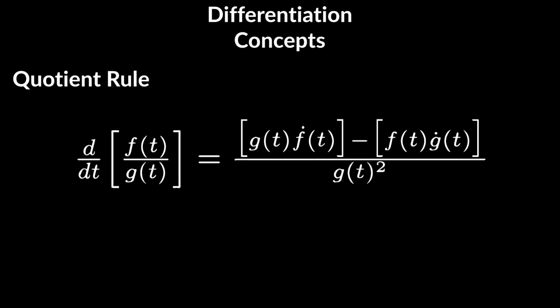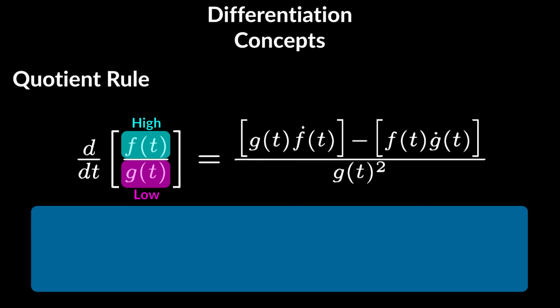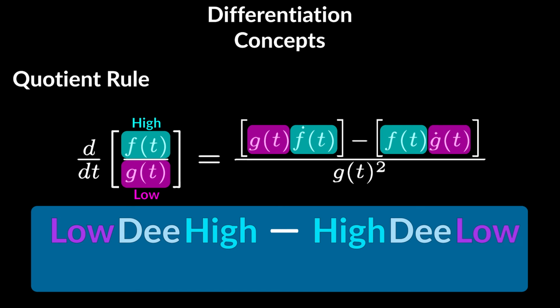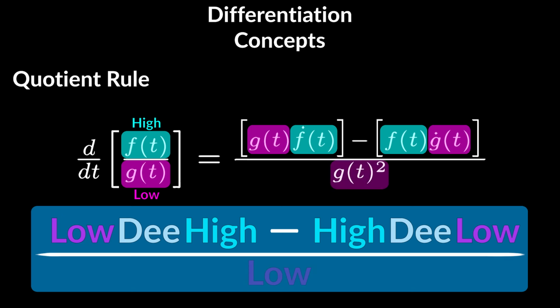And now, this might be a little complicated, so a good little rhyme to remember this by is if we call the top function high and the bottom function low, then we get low d high minus high d low all over low squared. And this is how people that are just being introduced to this rule tend to learn it for the first time. And it's quite a good rule. And I would honestly suggest it if you're struggling to come up with a formula yourself.